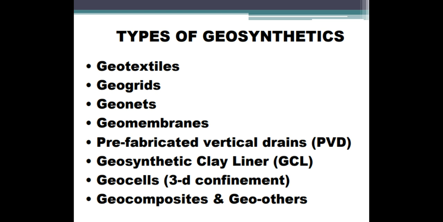Geomembranes are mostly used for water barrier structures, like in landfills, where they avoid the flow of leachate. Prefabricated vertical drains, PVDs, are used to increase the consolidation process. We also have geosynthetic clay liners, and cushions, etc. Geocells are 3D confinement products, mostly used as sub-base reinforcement and also for slope protection and slope stabilization.